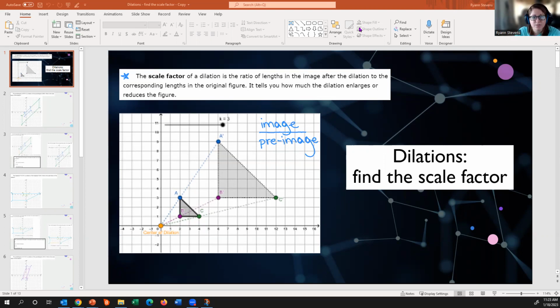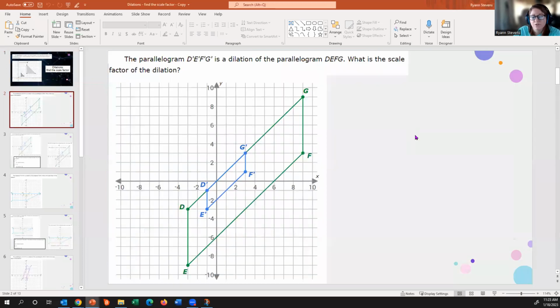So let's look at some examples of finding the scale factor. So let me clear this and we're going to look at some examples. So this first one says the parallelogram DEFG is a dilation of the parallelogram DEFG. What is the scale factor of the dilation?